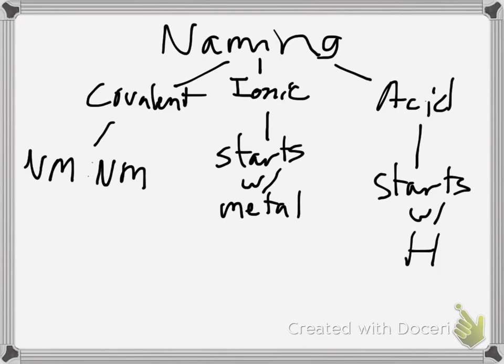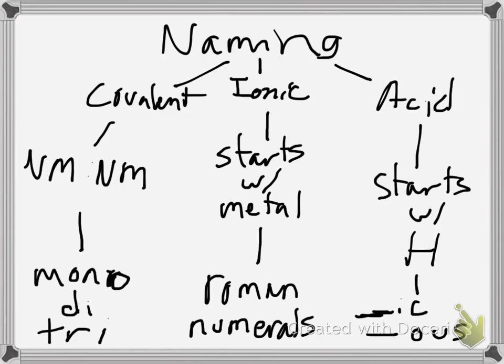So now to recap, we have covalent, ionic, and acids. We know that covalent is two nonmetals, we know ionic starts with a metal, and we know that acids start with H. We know that covalent uses the mono-di-tri system. We know that ionic uses Roman numerals if you don't know the charge, and no Roman numerals if you know the charge. And we know that acids use the "ic" and "ous" suffixes depending on what the nonmetal is attached to it.